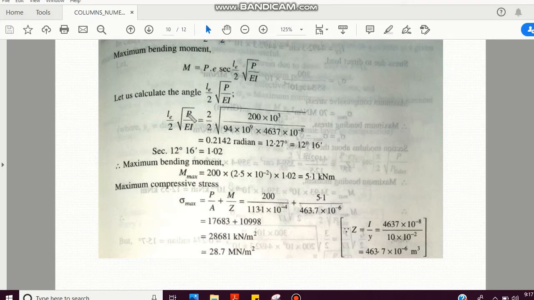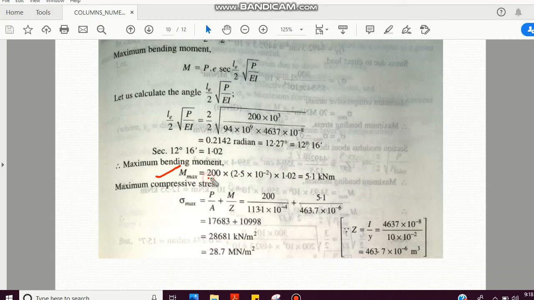So by substituting the values of LE, P and EI, we get 0.2142 radian, or 12.27 degree, or 12 degree 16 minute. So sec 12 degree 16 minute equals 1.02. Okay, so now the maximum bending moment M max is equal to 200.